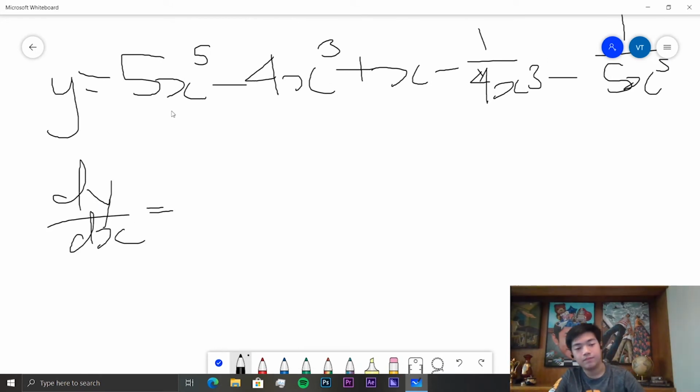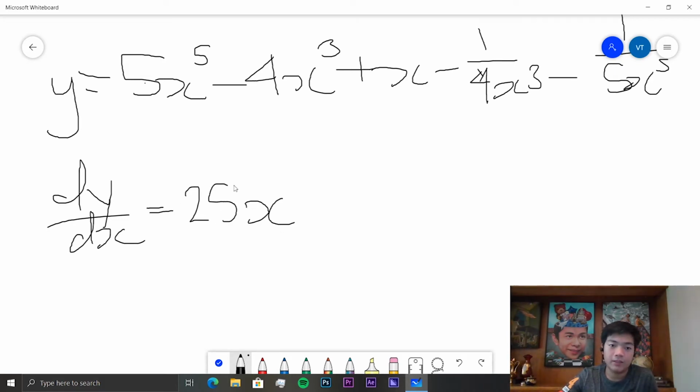is equal to, what's the derivative of this? Well, the coefficient is going to be the power times this number, so that's 25x, and then we subtract 1 from the power, so 4. And then here, power times coefficient is the new coefficient, so minus 12x squared, subtract 1 from the power, plus 1. Derivative of x is always equal to 1.